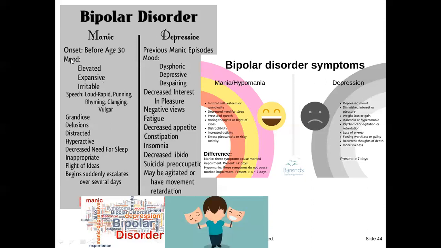So let me read it. The manic phase usually has onset around the age of 30. Their mood is elevated or they are irritable. They speak loudly, speak rapidly, and also in a vulgar way. Grandiosity is most common. They have delusional thinking, are distracted, hyperactive, have insomnia and decreased need for sleep, or are inappropriate, and also have flight of ideas. So within a short time, they think too much.